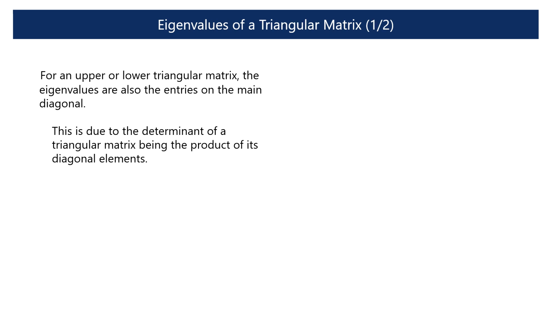The next property is about eigenvalues of a triangular matrix. For an upper or lower triangular matrix, the eigenvalues are also the entries on the main diagonal. This is due to the determinant of a triangular matrix being the product of its diagonal elements. As an example, let's consider this upper triangular matrix A.